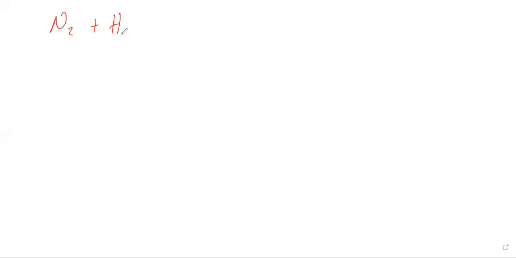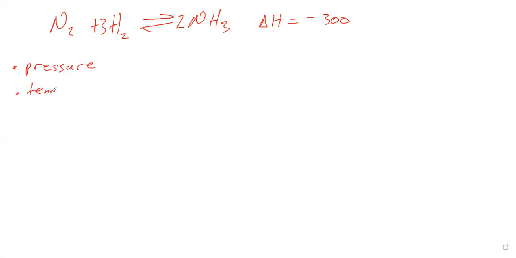N2 plus H2 gives NH3. So delta H is negative something, let's just say 300. Let me balance this again. Have a 2 here and a 3 here. I'll give you 2 minutes. Tell me what you will do in terms of pressure, in terms of temperature, and in terms of concentration.